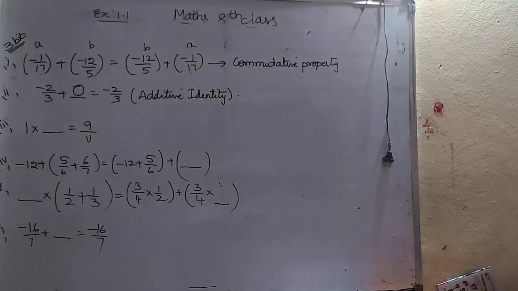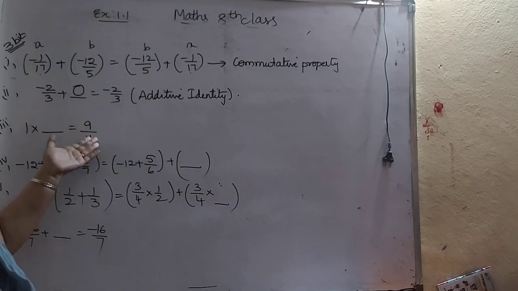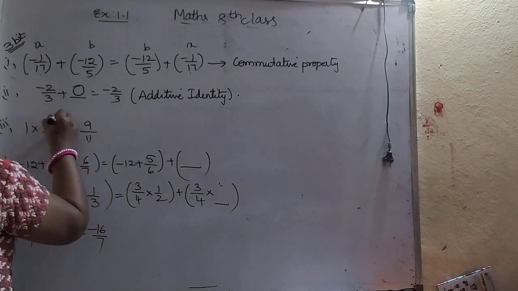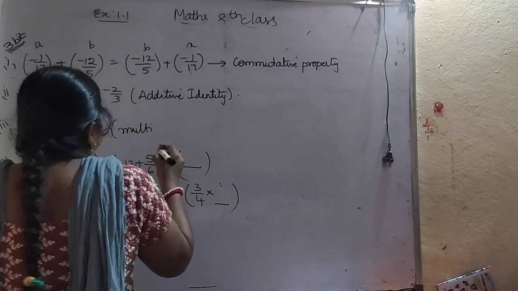Okay. So if you see the third one, 1 into dash will be equals to 9 by 11. So 1 into which number do we have to multiply here to get 9 by 11 again? That will be 9 by 11 itself. So which property are they using? Multiplicative identity.